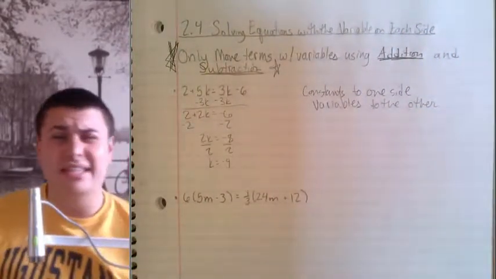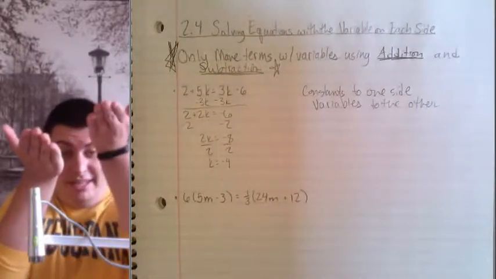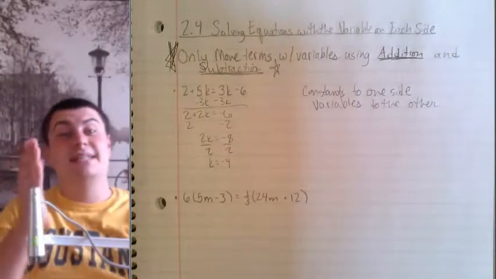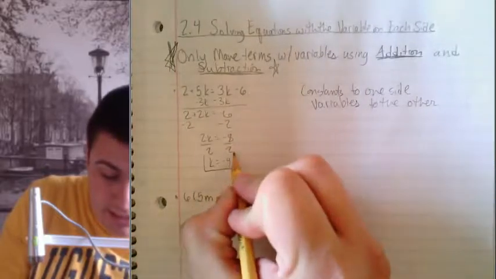And remember, everything that we do has to be done to both sides. This equals this, and if you do something to only one side, you're going to become out of balance. This equal sign is a scale, nice and balanced. So again, here we get k equals negative 4.